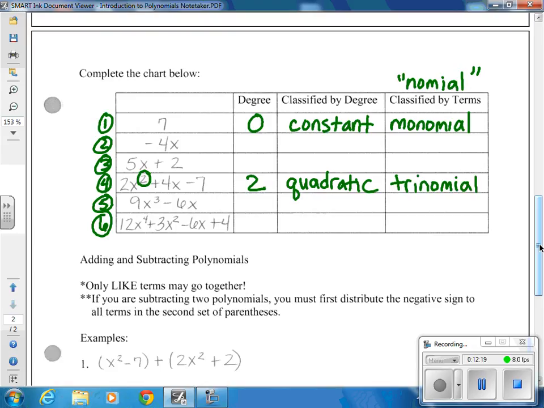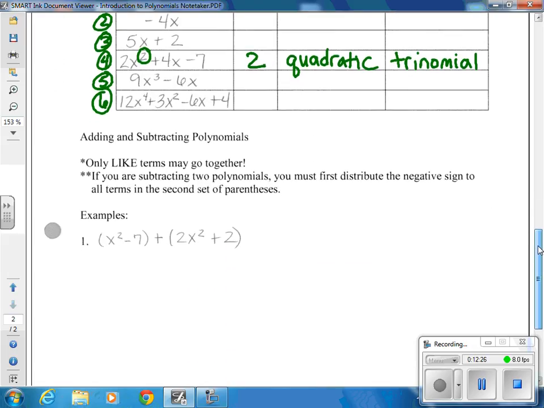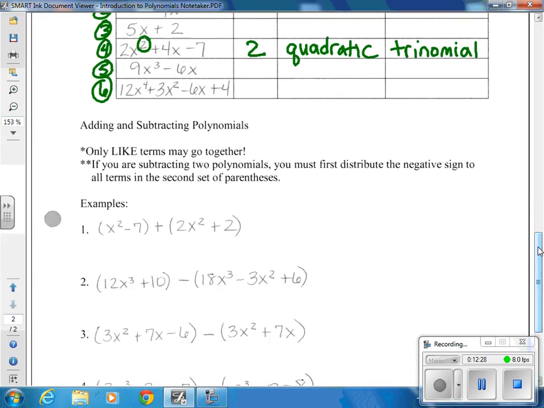Okay, so using the vocabulary and using what you know, see if you can fill in the rest of this chart, and we'll check in class and see how well you did. If you go down to the last section of the notes, you are going to have to be able to add and subtract these things together.